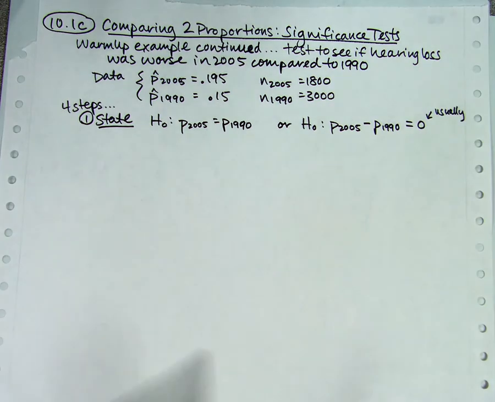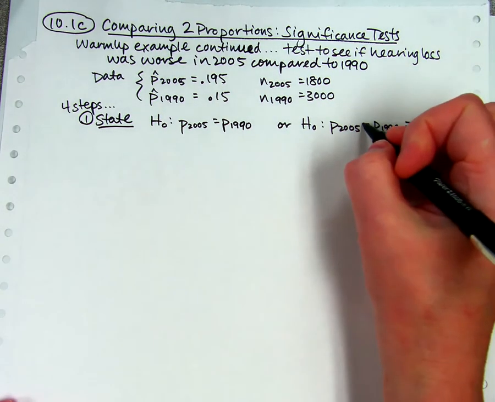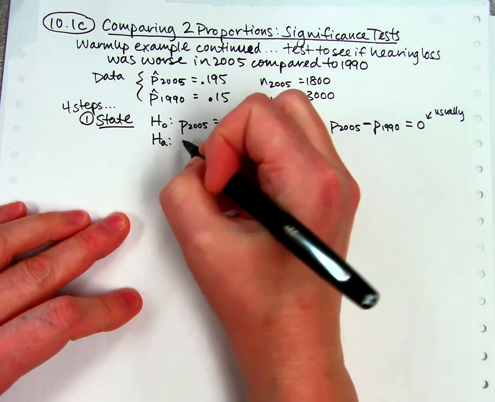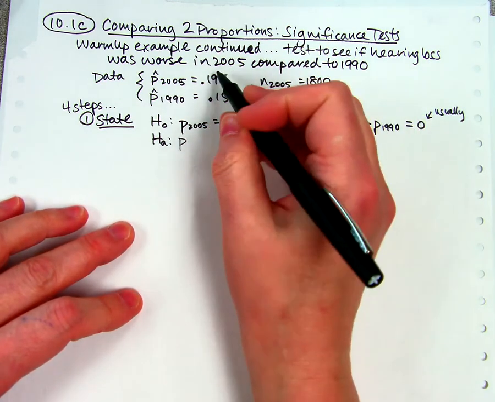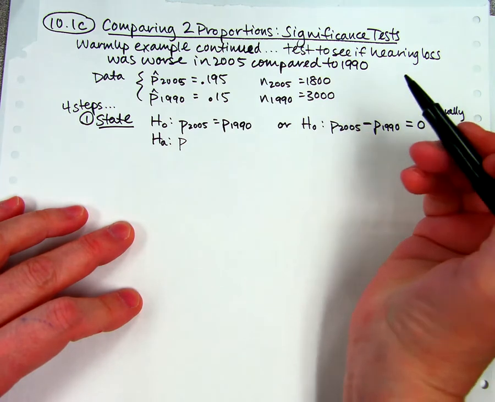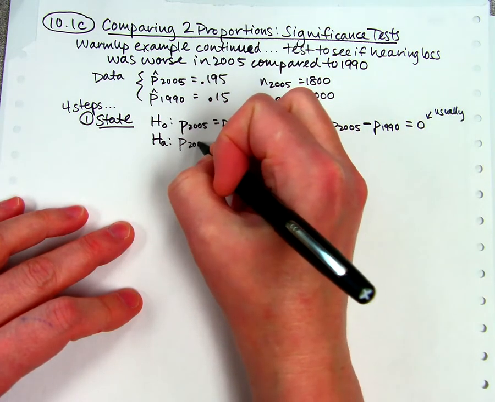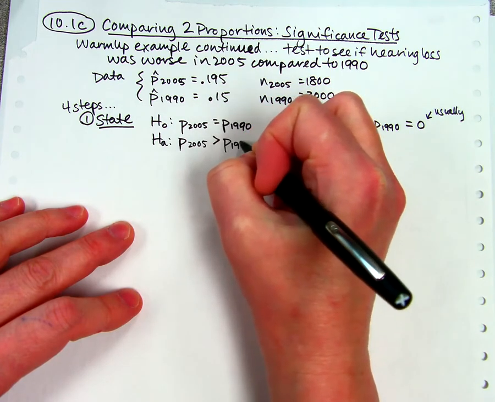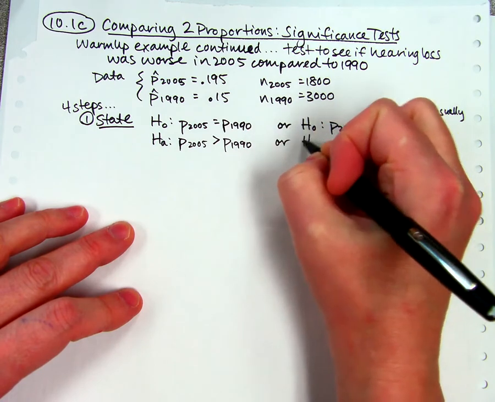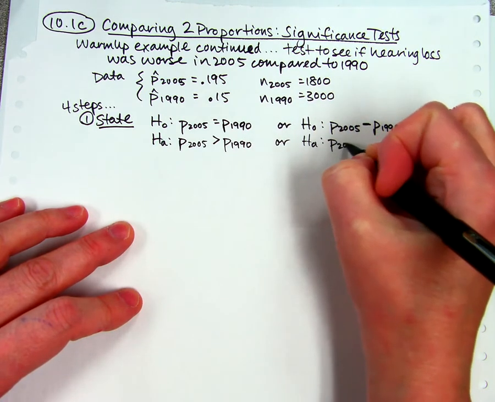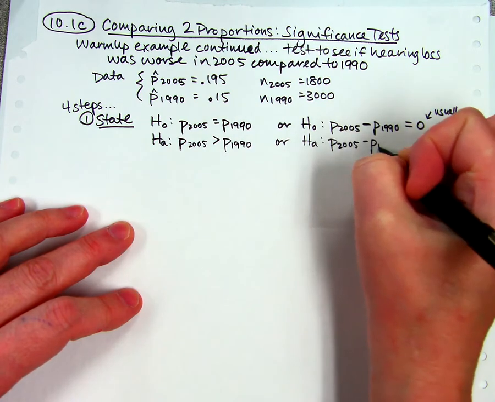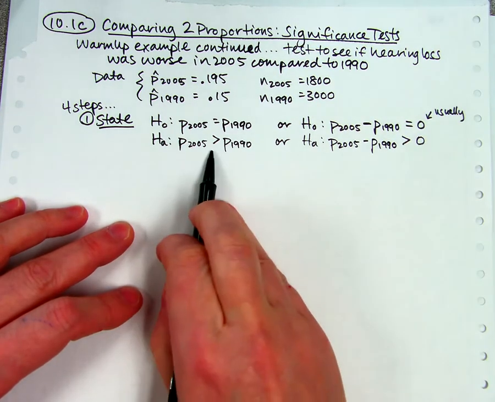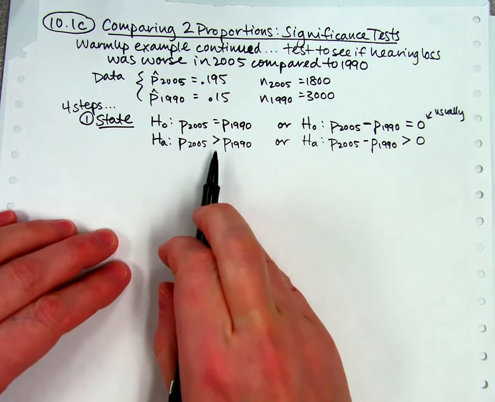And I actually don't care which one you choose as long as you're consistent on your alternate, do the same basic style. So on the alternate, we're saying that we think it's more in 2005. We think that teen hearing loss is worse in 2005. And so our alternate is that P 2005 is greater than P 1990. Or we could write it as the alternate is the difference between those two is greater than 0. For some people, it's easier to figure out the greater than if they write it this way. So I guess that's the big advantage of this way.